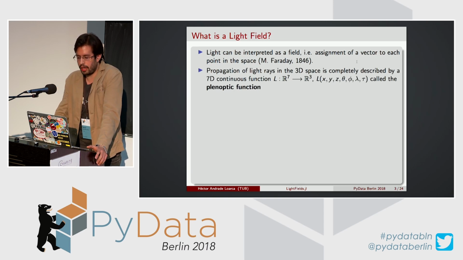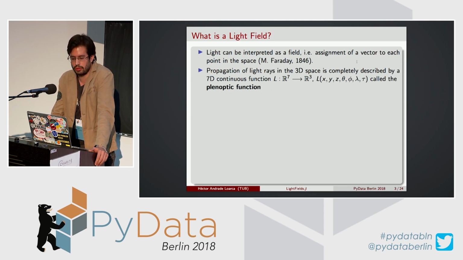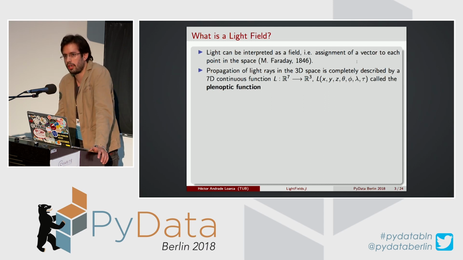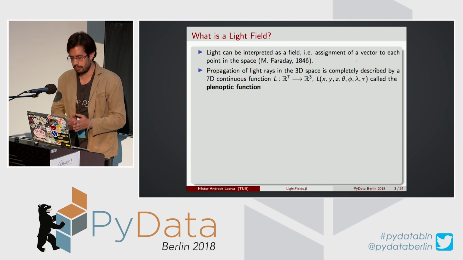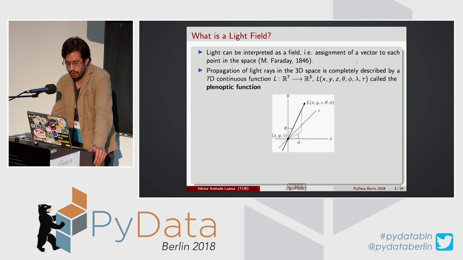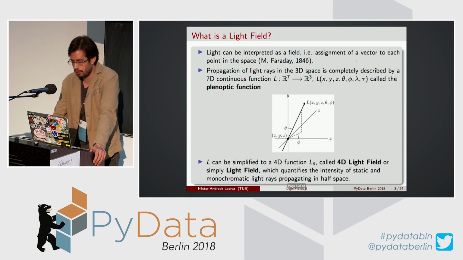The propagation of light rays in the 3D space can be completely described by a 7-dimensional continuous function that I will call L. This 7-dimensional continuous function is known as the plenoptic function and basically describes how much light is expanding around the space in a point x, y, z, with two angles, theta and phi, wavelength lambda, and period tau. You can visualize it as in this diagram.